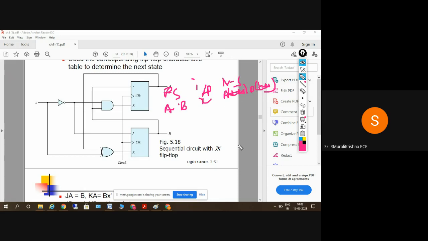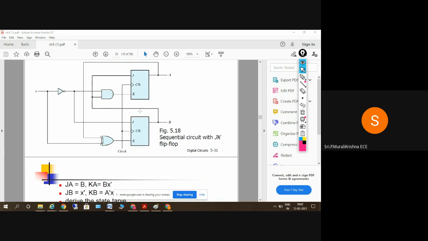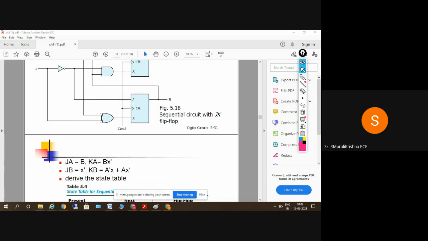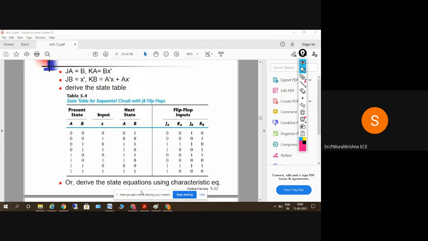We don't know how to find the values of A of t plus 1 and B of t plus 1 generally. We have two methods to find them. The first method is using the truth table. The second method is using the characteristic equation. I'll let you know the first method here.